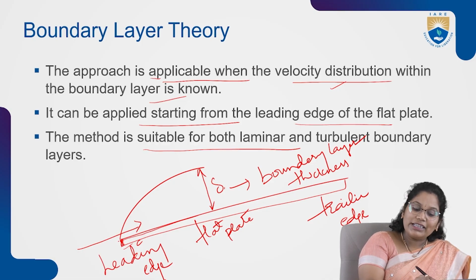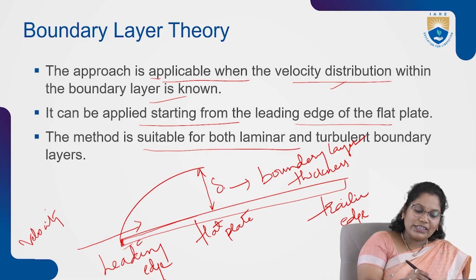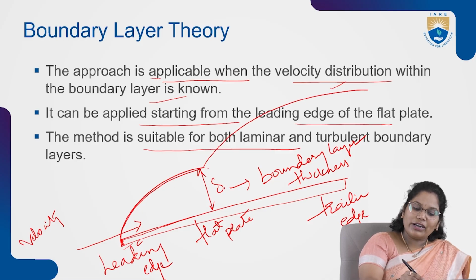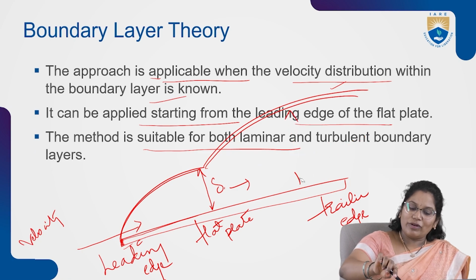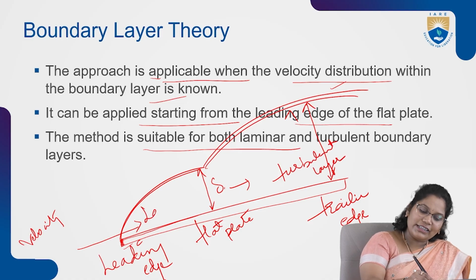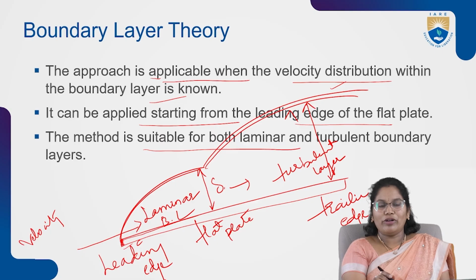And this method is suitable for both laminar and turbulent boundary layers. Here, if the velocity of the flow is maximum, we see two types of boundary layer thicknesses. One is the laminar boundary layer thickness, and the other one is the turbulent boundary layer thickness. This is the turbulent boundary layer, and here it is the laminar boundary layer.